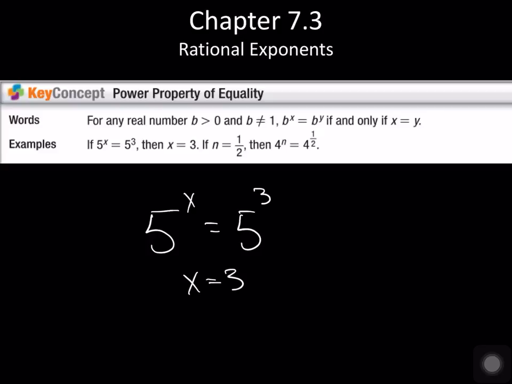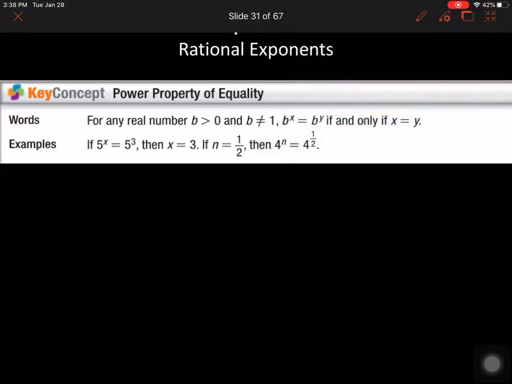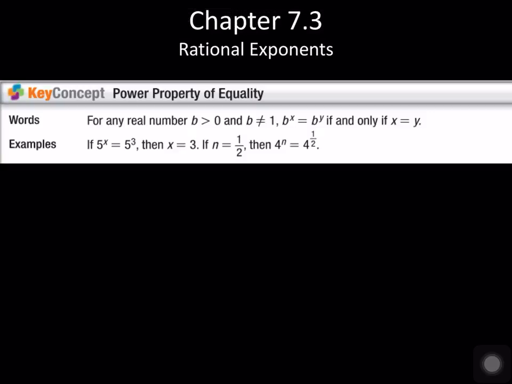So the bases are the same, which this one gave us to start with, and so we can work with the exponents. Here's the other example they gave us. 4 to the n equals 4 to the 1/2 only when n equals 1/2. Now that seems a little simple, but what we'll run into is what happens when the bases are not the same, and so we'll have to try to change the bases, right?